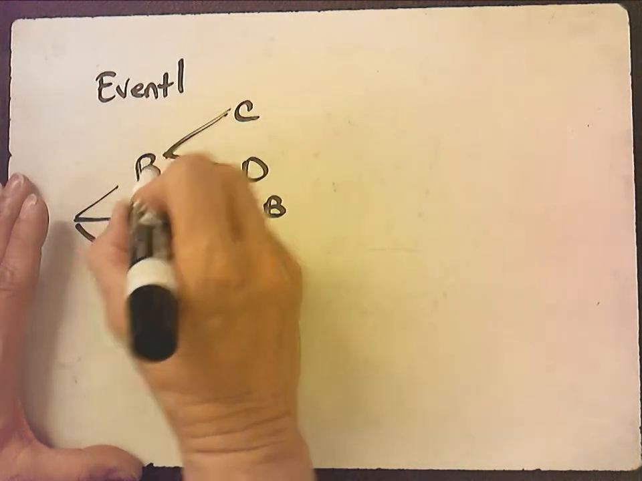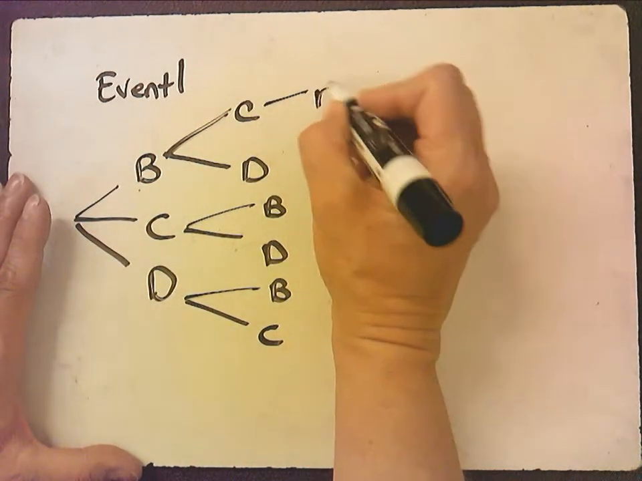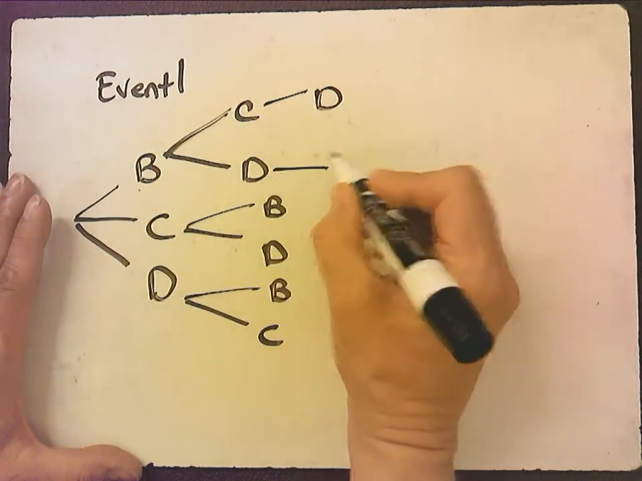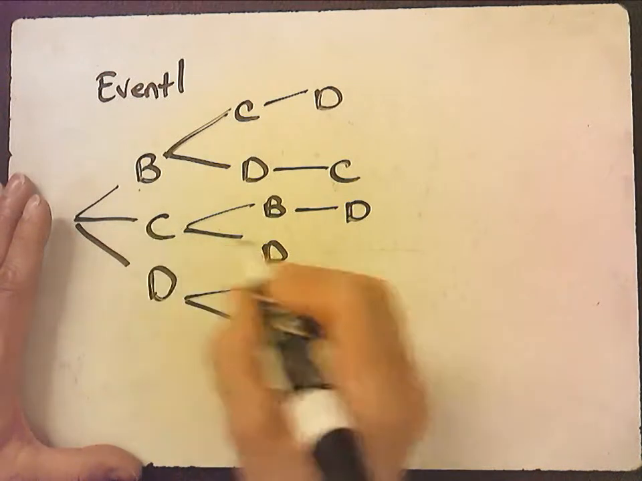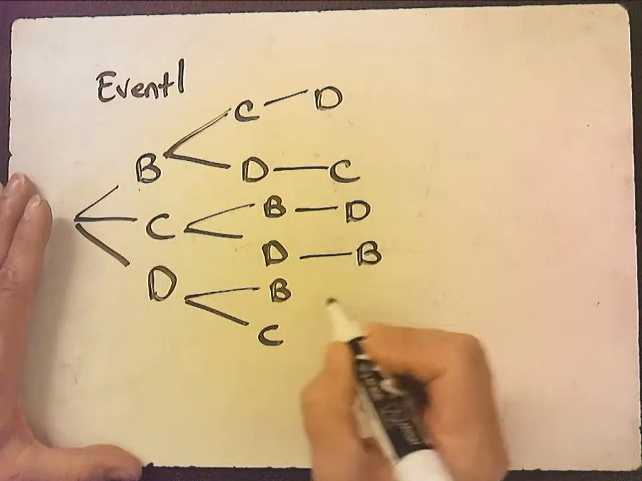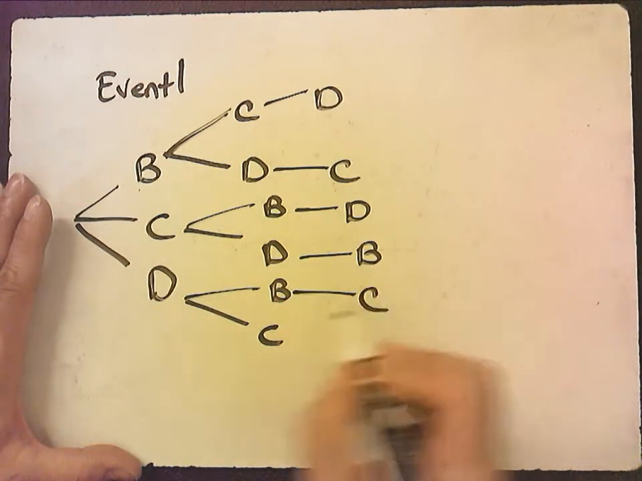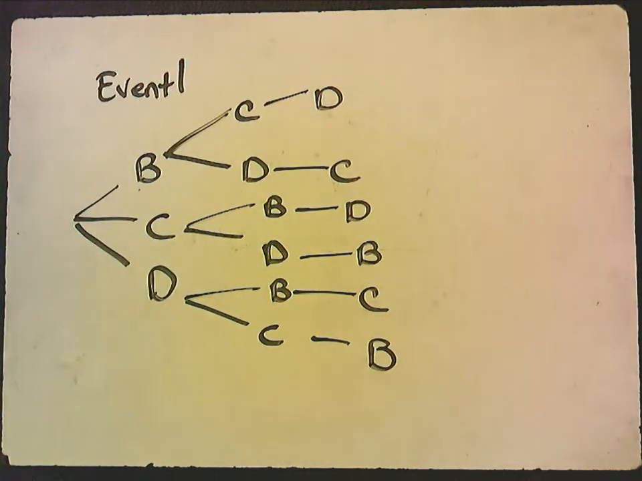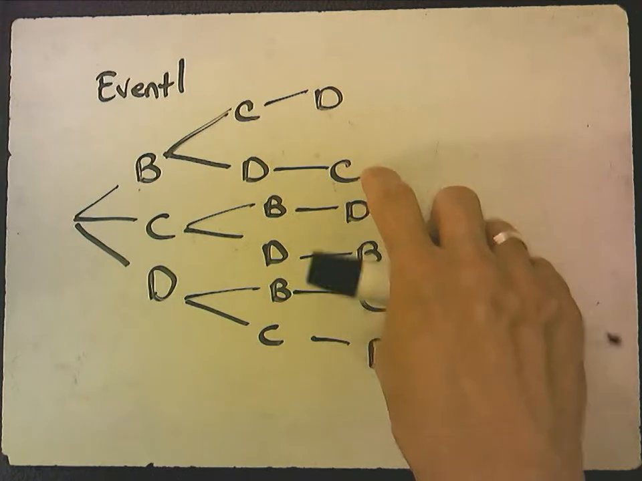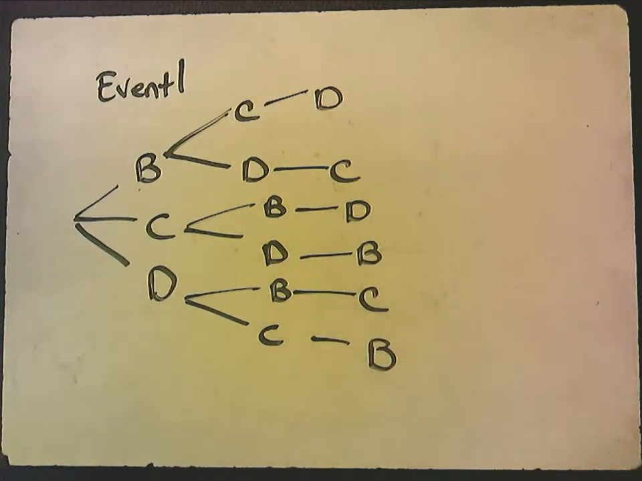Now, if it's Brianne, Katie, the next choice is Dara. If it's Brianne and Dara, the next choice is Katie. If it's C, B, the next choice is D. If it's C, D, the next choice is B. D, B, the next choice is C. D, C, the next choice is B. So this shows you that there's 1, 2, 3, 4, 5, 6 ways that they could line up.